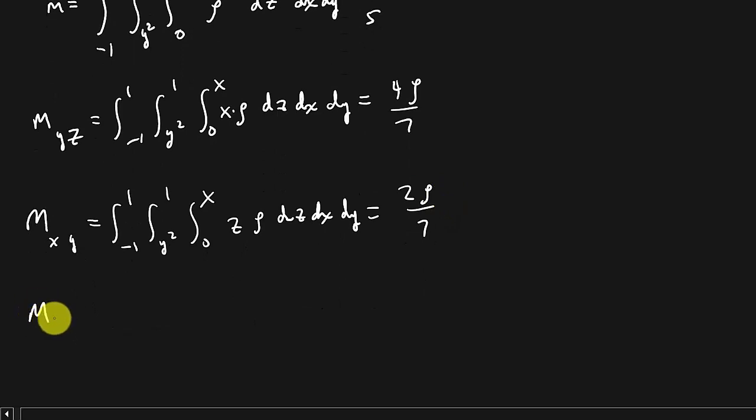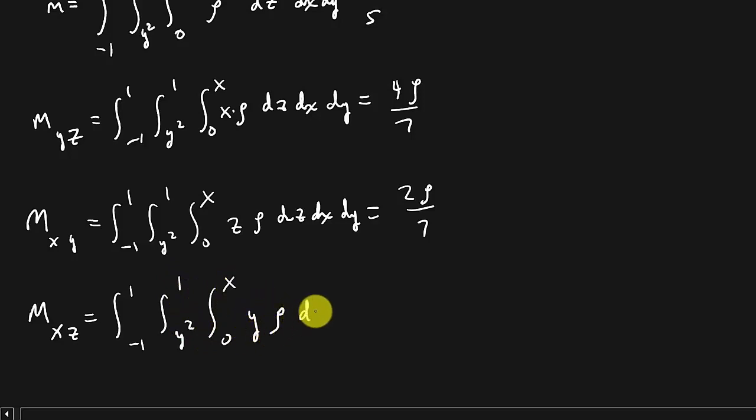And then if we do m_xz, that's going to be the same thing. Negative 1 to 1, y squared to 1, and 0 to x. And this would be y times rho dz dx dy. And that would equal, when you plug that one in, you're going to actually get 0 there.